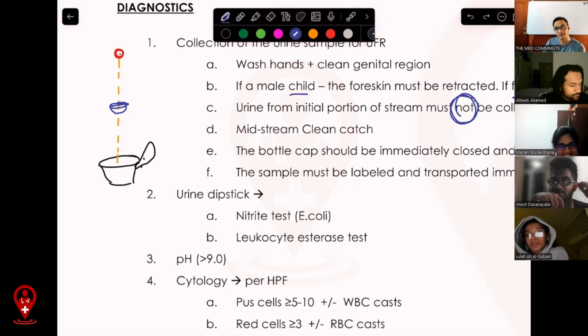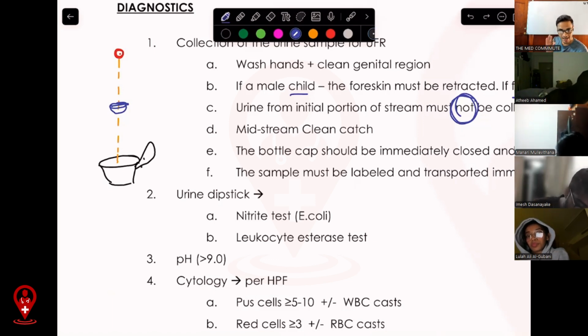What do you mean by directly to the cup? We don't want the urine coming down the leg and then you collect it. For example, the urine coming down the child's thigh, and then you're collecting the sample from the urine that is flowing down along the thigh. No, that is not what we are going to collect. Directly from the urethra to the cup. It cannot touch any other body surface before it comes to the cup. This is what we call a clean catch.